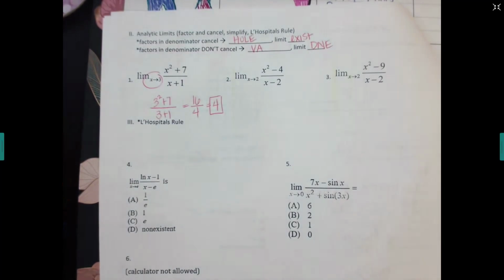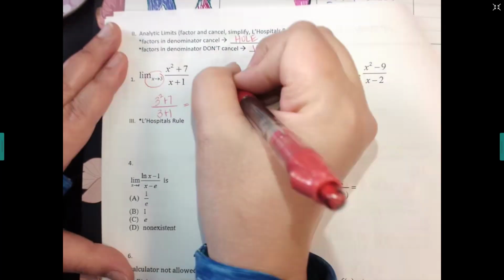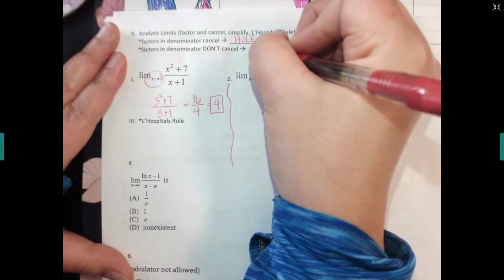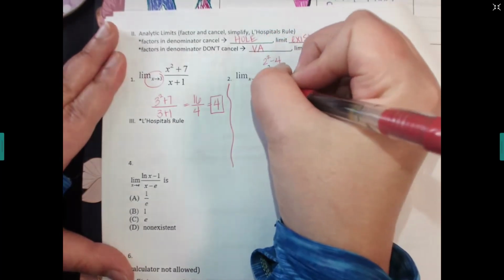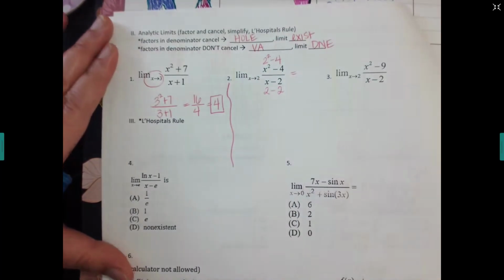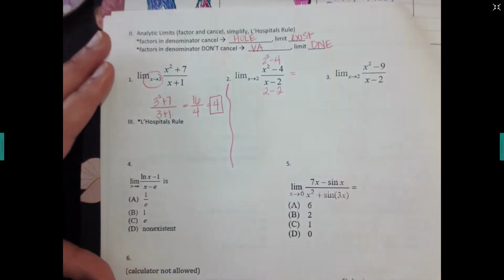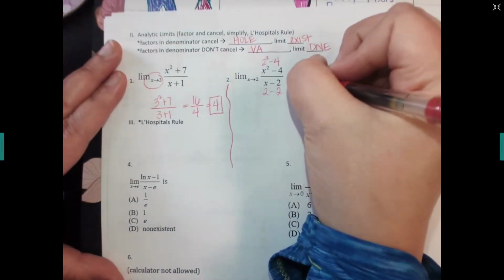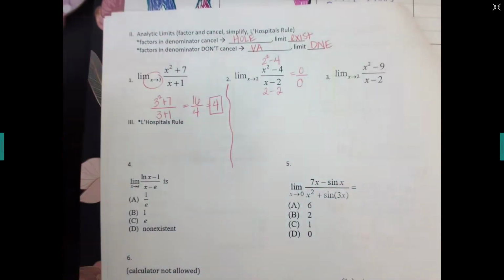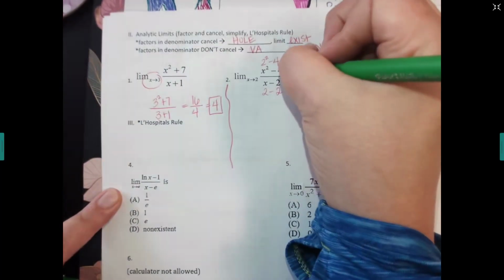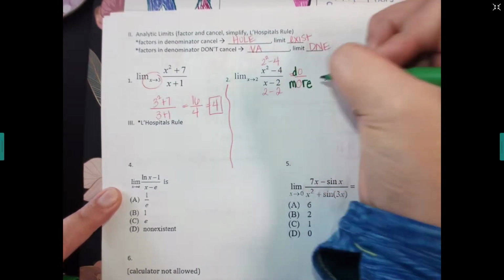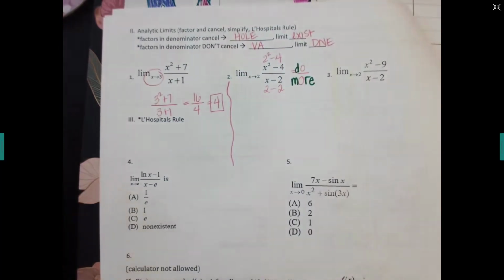Okay, when I go to the next question, what's going to happen when I plug in my 2 on top and on bottom? Okay, so I'm going to have 2 squared minus 4 and 2 minus 2. But 2 squared is 4, which means the top is really 4 minus 4, which gives me 0. And then on bottom, I also get 0. So remember, when it's 0 over 0, you're gonna do more. And what do more means is 9 times out of 10, you're gonna factor cancel.